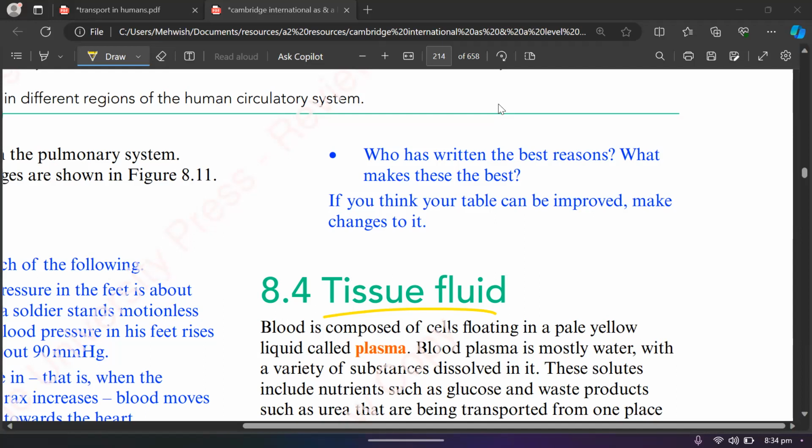Any question? You asked about tissue fluid. It's the fluid that contains water and proteins and helps in the, basically it helps give the proteins to other parts, to the cells.